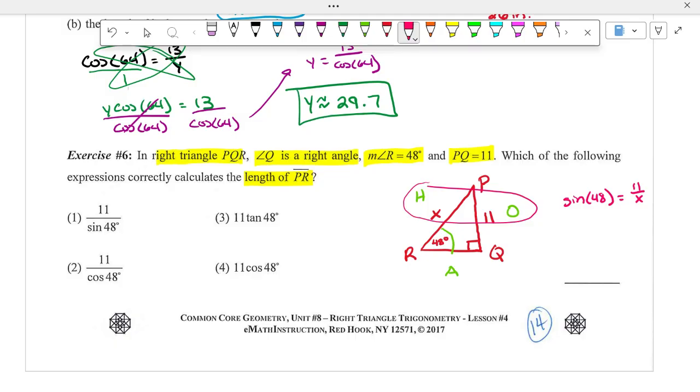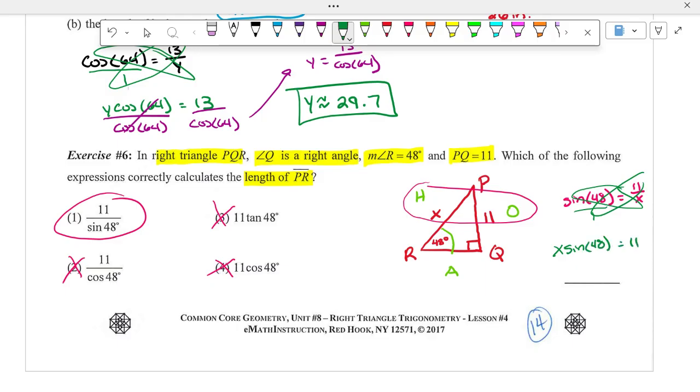Now, this, we don't even really have to do anything because look at our multiple choice. Which is the only one that would make sense? 1, because that's the only one with sine in them. Automatically, that eliminates it. But if we want to check, put this over 1, we get x sine of 48 is equal to 11. Still would have to divide by sine of 48. So x is equal to 11 over sine of 48. That's all we needed.